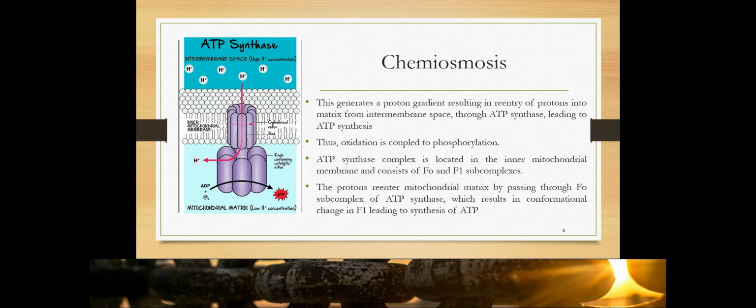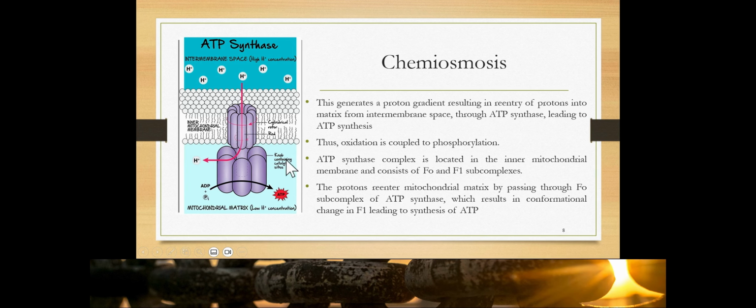So the gradient has been created. There's a higher concentration of protons here, but the body does not like when there is no balance. So it will try to balance it again by making those protons move back into the matrix. But now the protons will not move back in through the complexes that they came out from. The protons will pass through ATP synthase. So this structure here is ATP synthase.